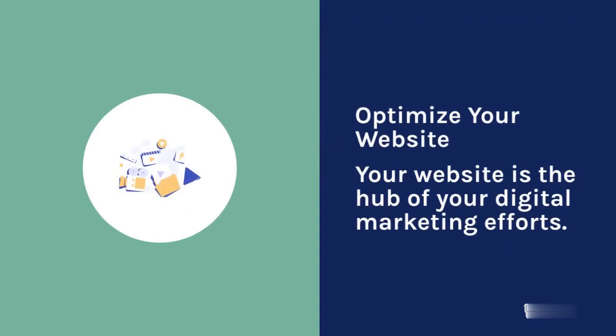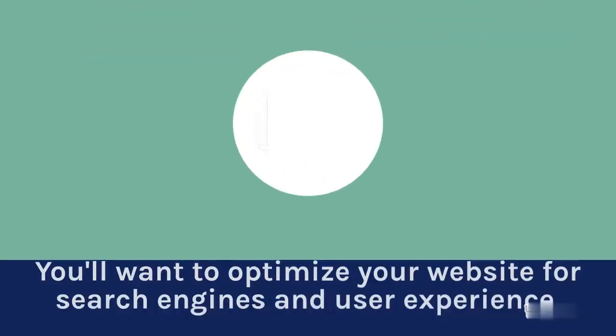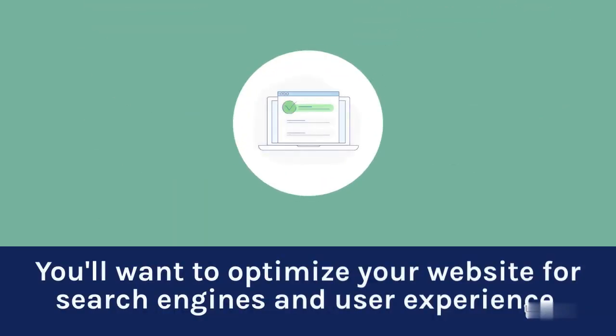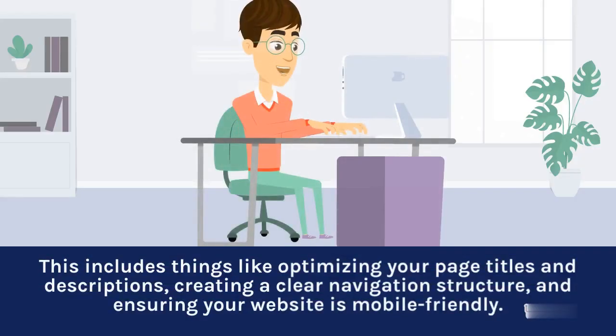Optimize your website. Your website is the hub of your digital marketing efforts. You'll want to optimize your website for search engines and user experience. This includes things like optimizing your page titles and descriptions, creating a clear navigation structure, and ensuring your website is mobile-friendly.